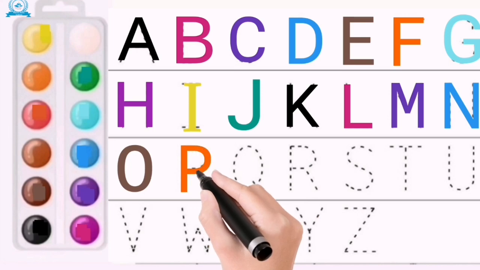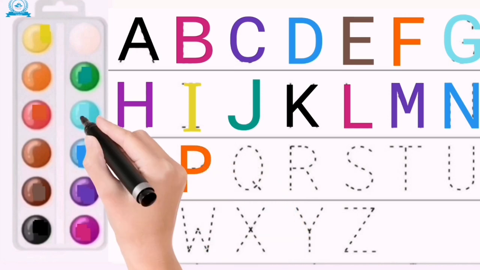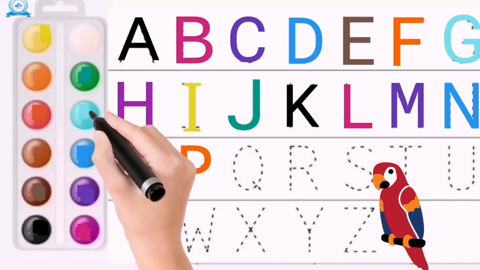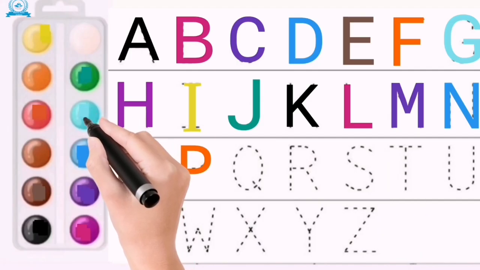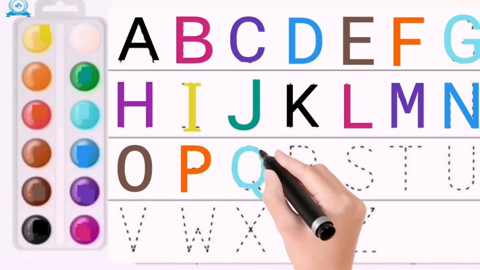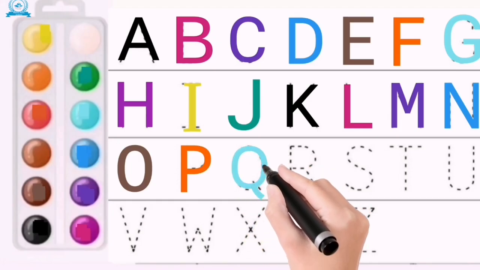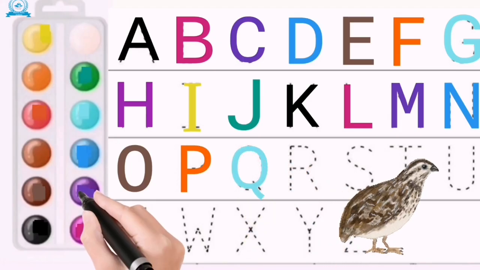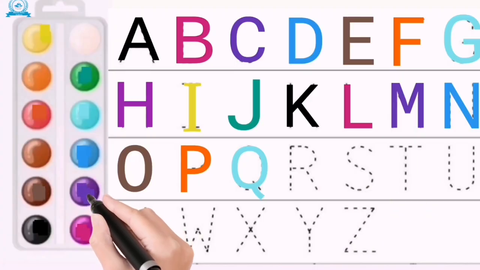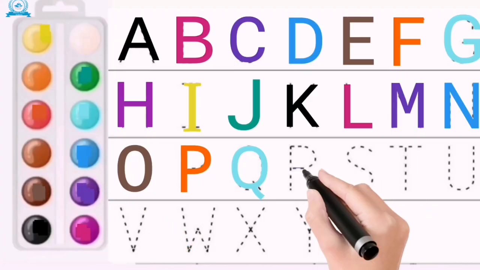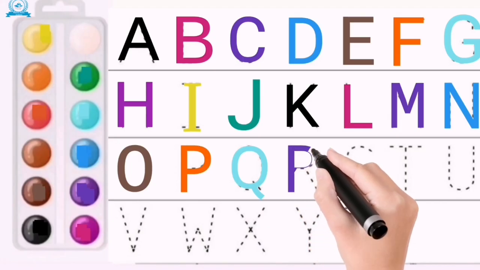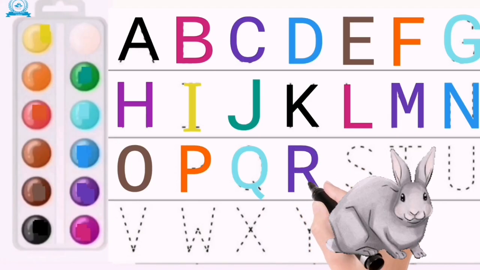P is for parrot. Q is for quail. R is for rabbit.